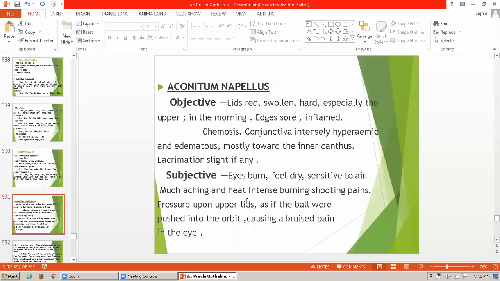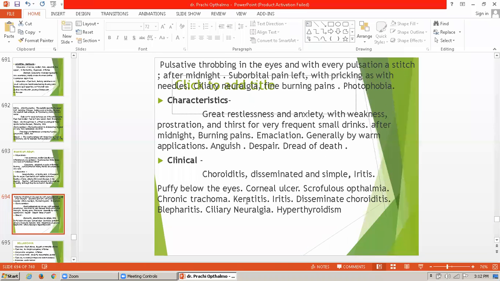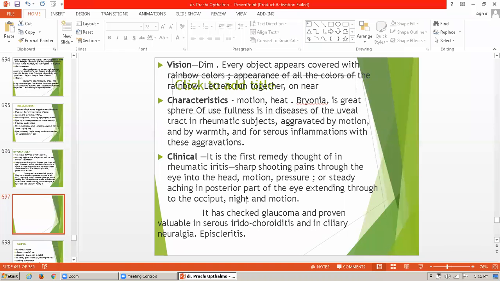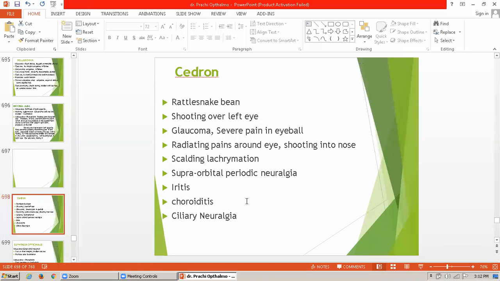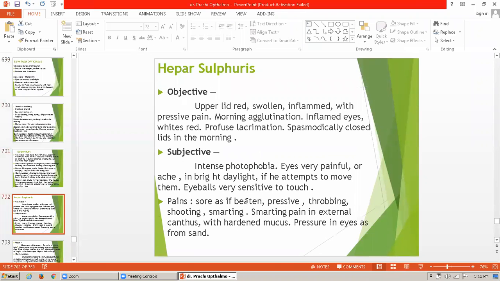In yesterday's lecture, we studied briefly about Aconite napellus, Arsenicum album, Belladonna, Bryonia alba, Citron, Euphrasia officinalis, and Gelsemium. So, in today's lecture, we will start briefly the homeopathic therapeutics for the diseases of the uveal tract.